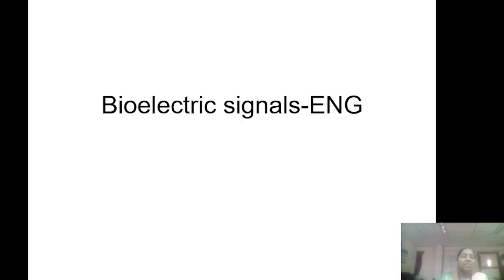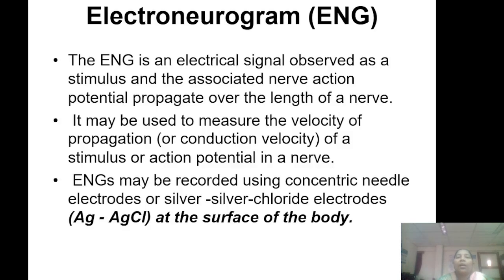Good morning, students. Today's class we are going to study the basic bioelectric signals, the electroneurogram. Electroneurogram means the study of electrical activity of the nerves, so that we call it electroneurogram. To measure the electroneurogram, we conduct the nerve conduction velocity study.